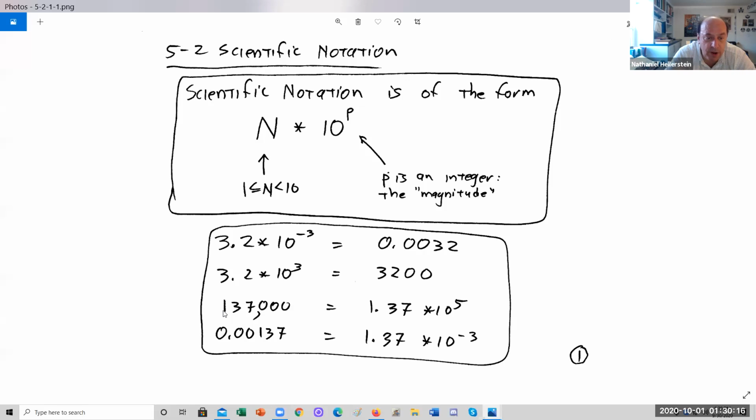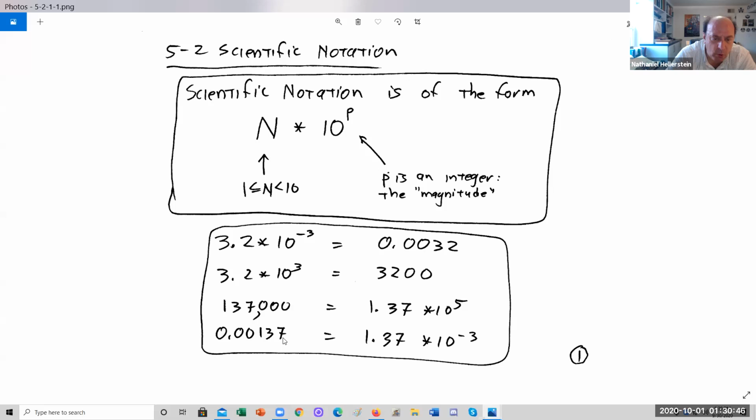Here we have 137,000. The n part, I think it's called the mantissa, is always going to be between 1 and 10, so I write the decimal point just to the right of the leading figure, 1.37. So we move the decimal point how far? 1, 2, 3, 4, 5 places. So it's 1.37 times 10 to the fifth.